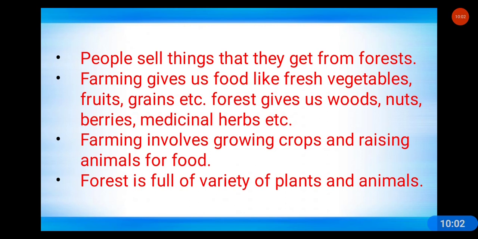And farming gives us food like fresh vegetables, fruits, grains. Forest gives us woods, nuts, berries, medicinal herbs. Right? Farming gives us fresh fruit and vegetables, and forest gives us woods, nuts, berries, and medicinal herbs. Farming involves growing crops, raising animals for food. Forest is full of variety of plants and animals. So these are the differences between farming and forest.